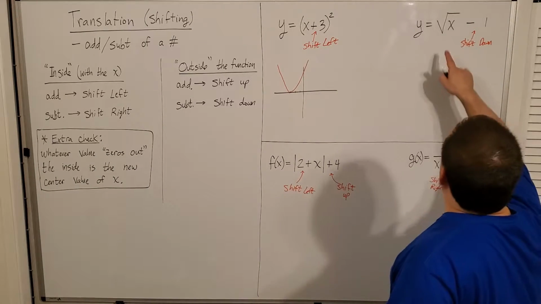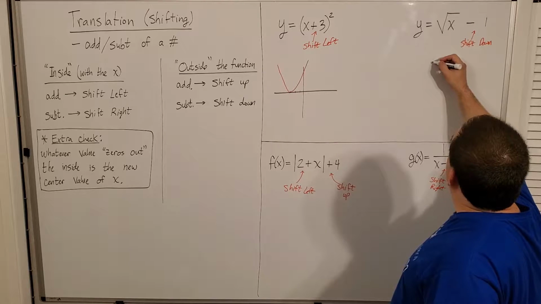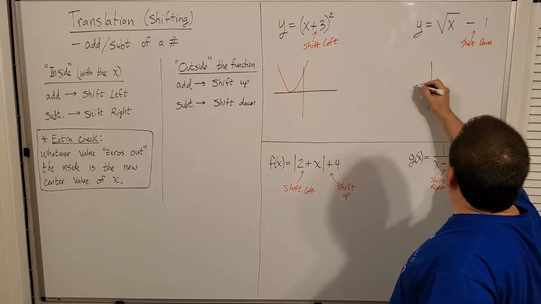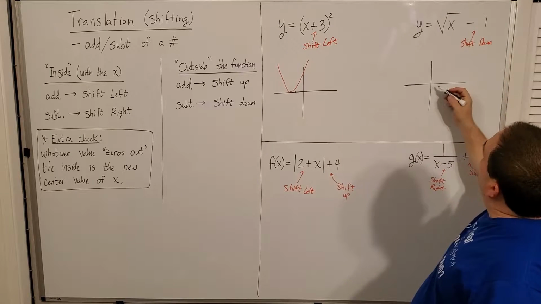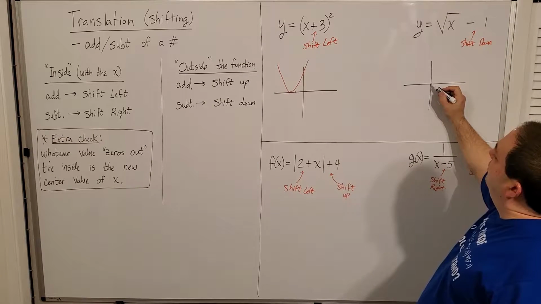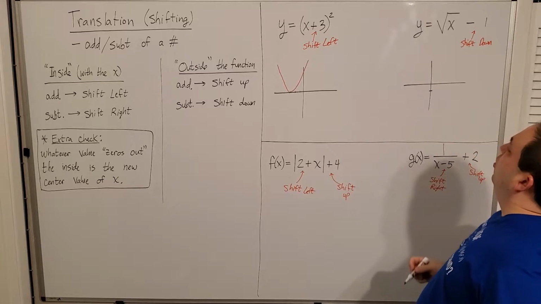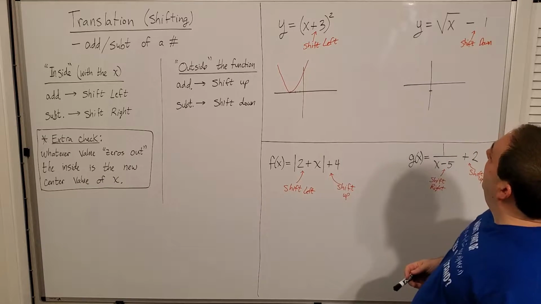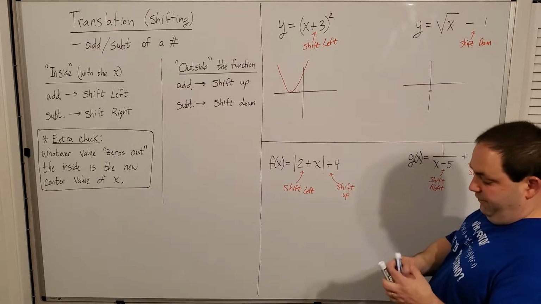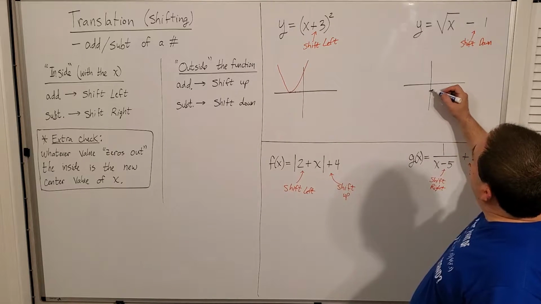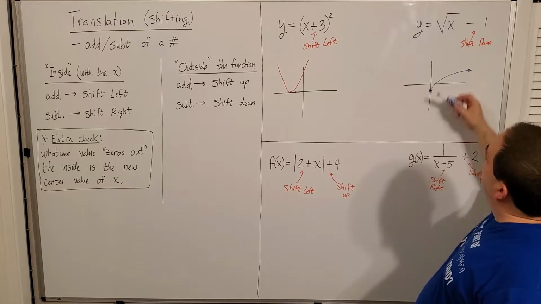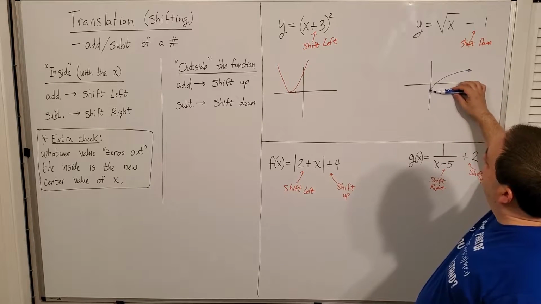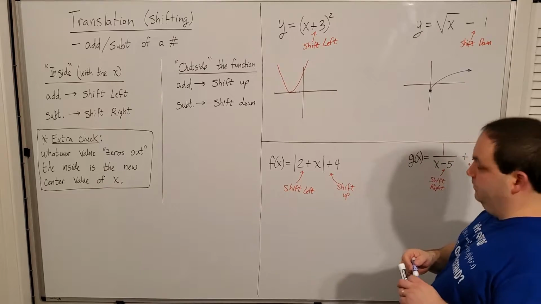Next, square root of x minus 1. So I'll put my grid up here. And I've been shifting down by 1. So from the center point here at the origin, I shift down 1. And then I want to graph the square root function, which basically just has a starting point here and just does the top half of the sideways parabola that way. So notice it's just been shifted down by 1 there. Okay?